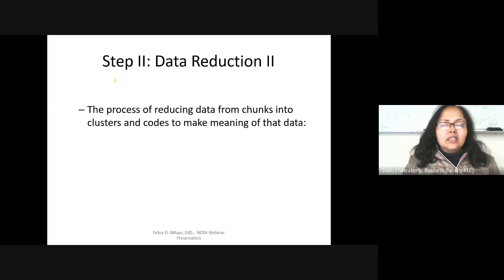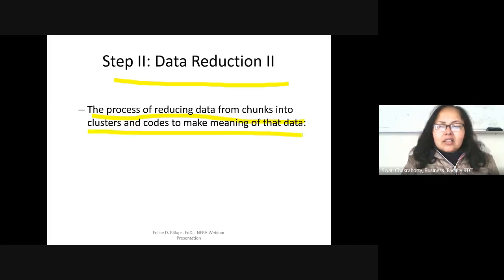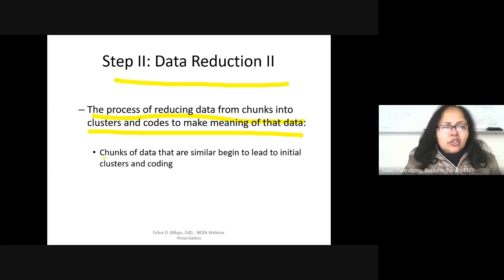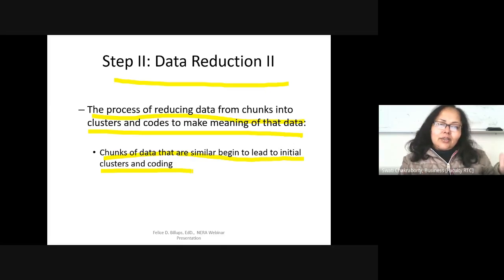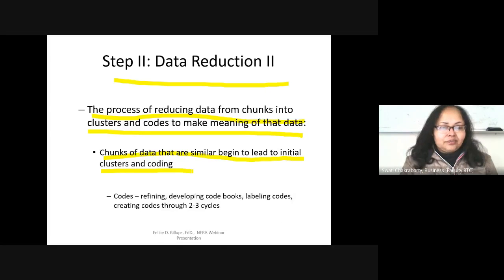Step two, data reduction two. This is the next part of step two, the process of reducing the data from chunks into clusters and codes to make meaning of that data. From that entire chunk, you start categorizing your data into clusters and codes to make more meaning of that data, right? So chunks of data that are similar begin to lead to initial clusters and coding. All the data which are similar lead to initial clusterings and codings.